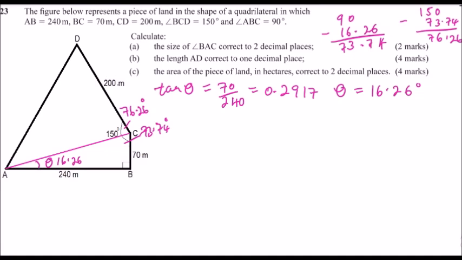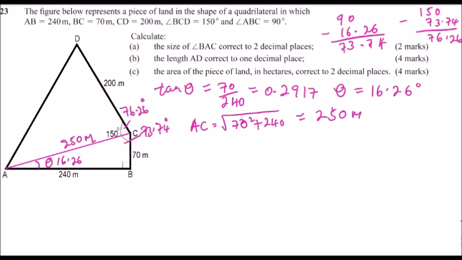Let's find our AD. Our AC is equal to, using the Pythagoras theorem, the square root of 70 squared plus 240 squared, and when you use your calculator you should be able to get 250 meters. So this is 250 meters. So with that and the angle, we can be able to get the AD.